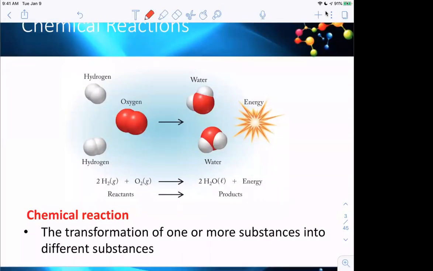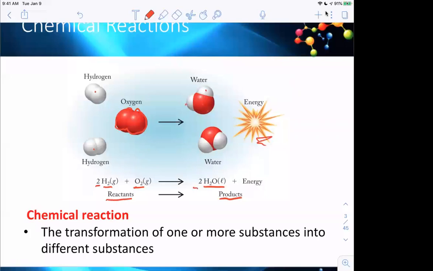So here's an example using molecular diagrams. Here, I have two hydrogen molecules, which are those guys, and then I have one oxygen molecule, which is this guy here. That's reacting to form two molecules of water, the H2O, and then I'm getting some energy out of that as well. So the hydrogen gas and the oxygen gas are my reactants. My water and my energy are products.